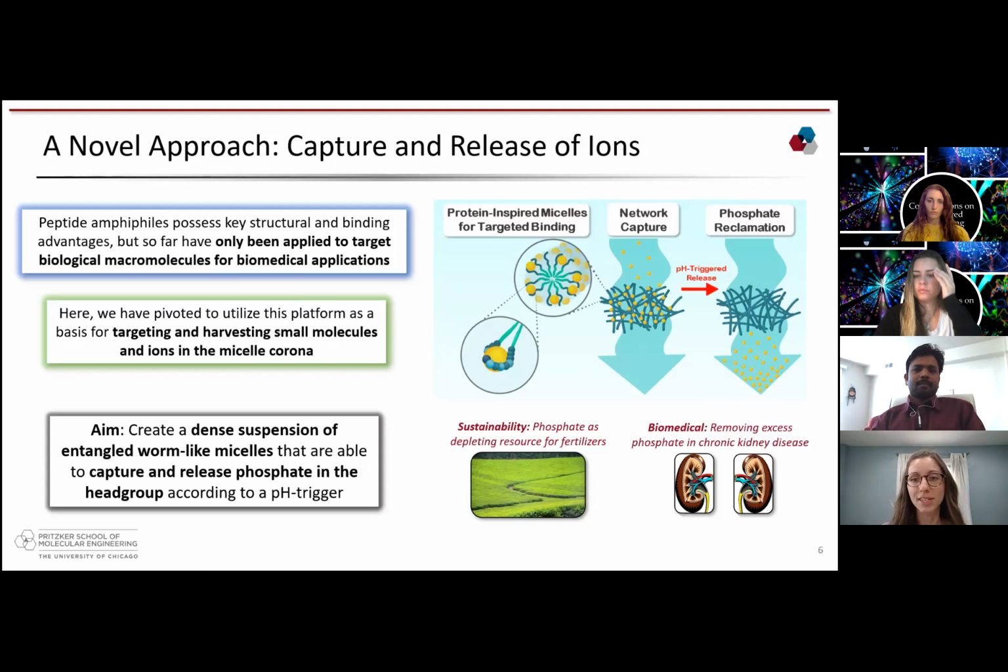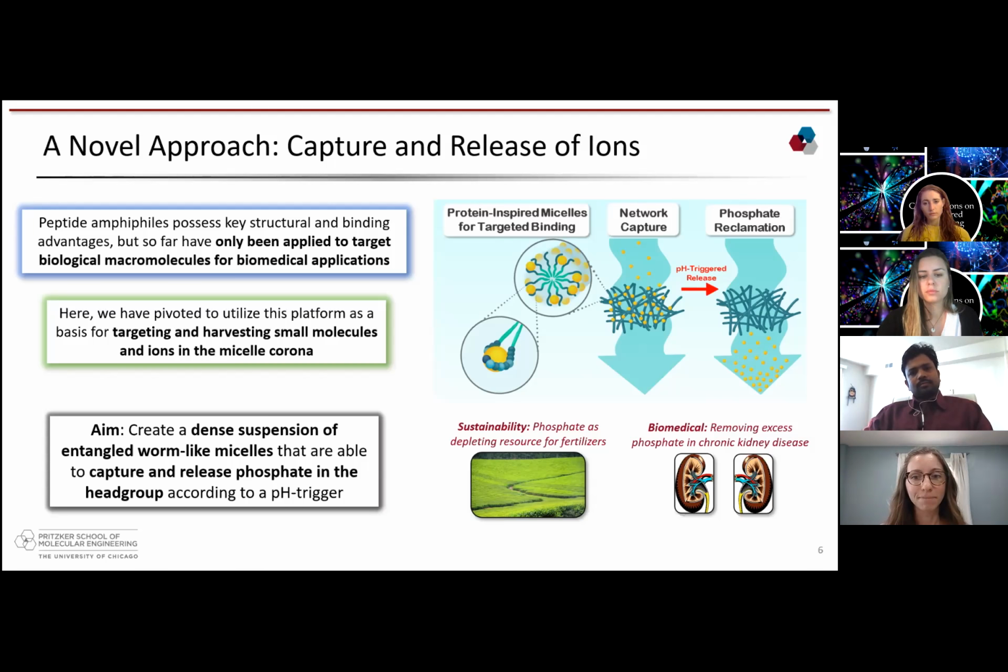And so how is this actually going to work? Our aim for our project is to create a dense suspension of entangled worm-like micelles, and you can see it in this cartoon on the right, that are able to capture and release phosphate in the head group, along the strands of this self-assembled construct, and then release it according to a pH trigger. And this could have interesting applications. One specifically for phosphate is we could use it to reclaim it as a fertilizer, especially since there's a lot of agricultural runoff that contains excess phosphate and causes eutrophication. And then there's also biomedical applications for it as well.